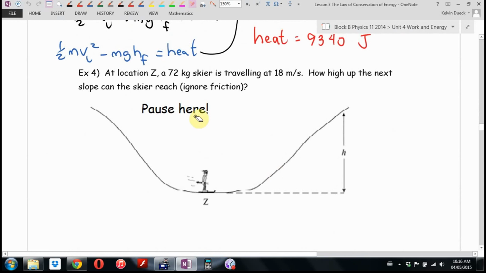Skiing and roller coasters. Example 4. Here is the phrase that I tend to use in Physics 12. It says: at location Z, a 72 kilogram skier is traveling at 18 meters per second. How high up the next slope can the skier reach?